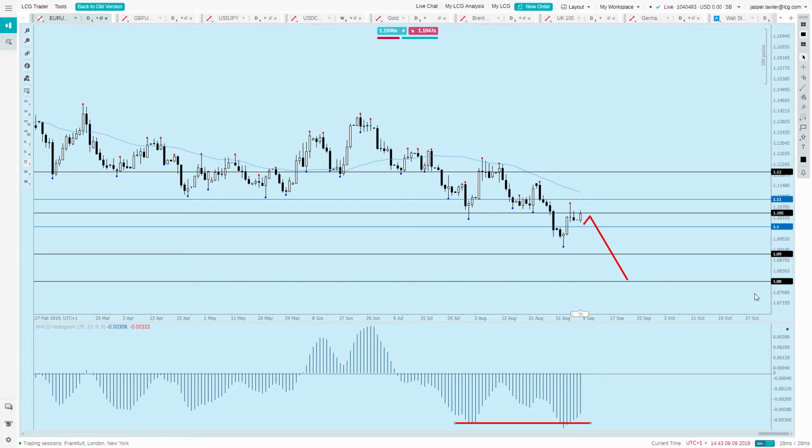So maybe 111, maybe that would be the area where we eventually roll over, maybe a false break above this little high and roll over once we come close to the 20-day moving average. Maybe that's something to look out for here. But still, assuming the trend is lower, fundamentals wise, we have heard more about QE from the ECB. That would be negative for the euro.